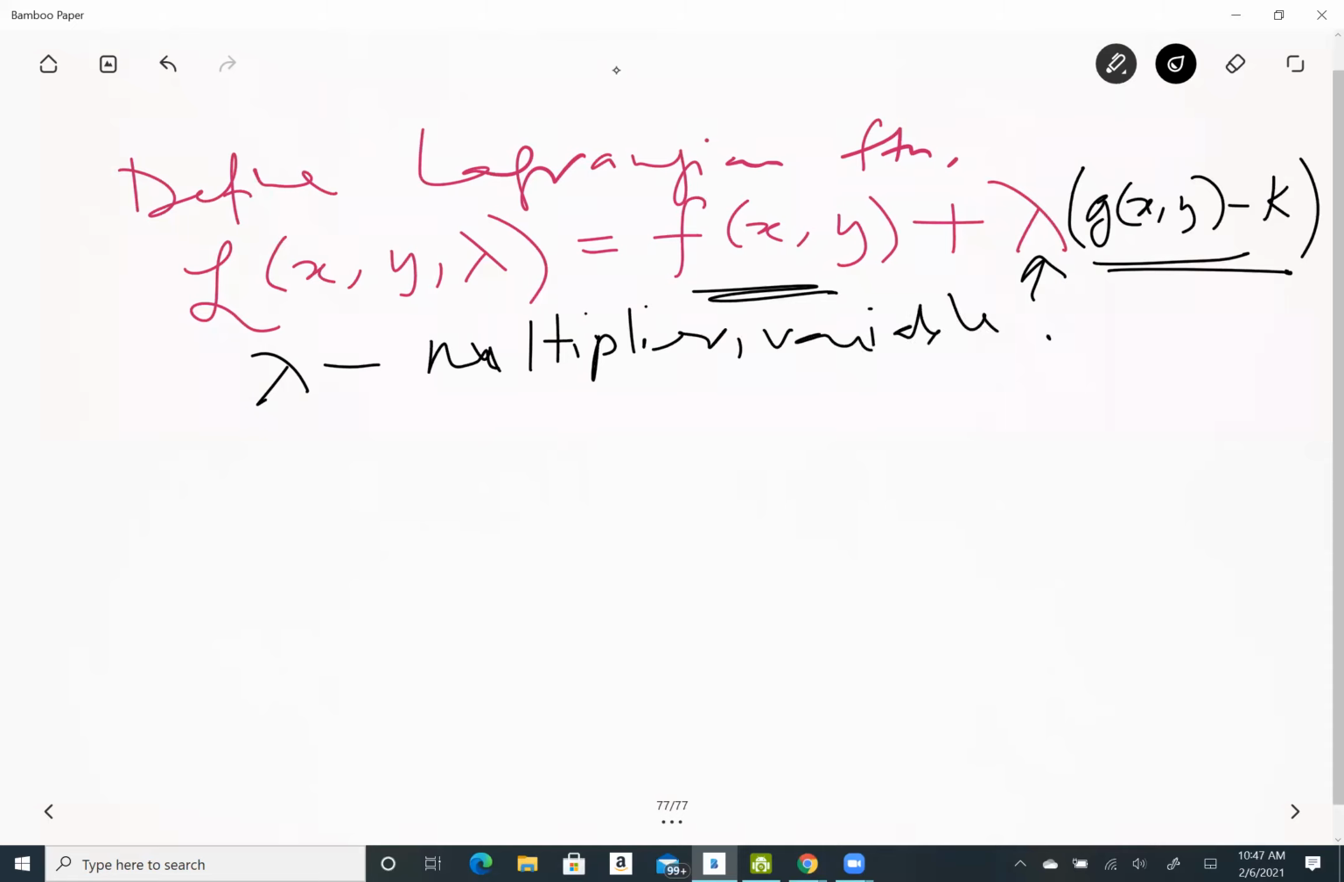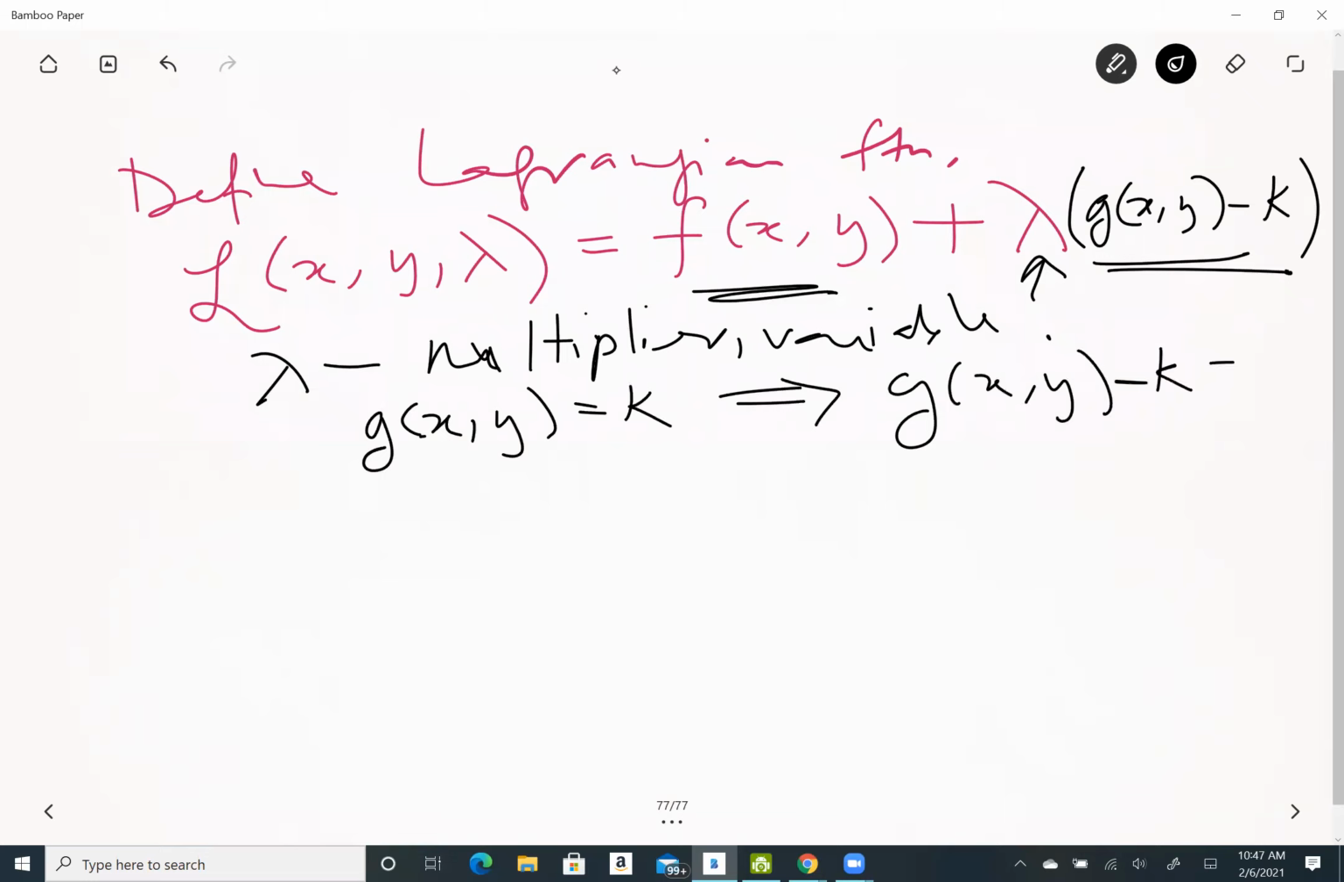So you have the Lagrangian, the L function, now of three variables. The other part is the constraint g of xy equal to k. What you do here is bring the k to the left, so you have g of xy minus k equal 0. That left-hand side you write in the Lagrangian function. So that would be our Lagrangian function.